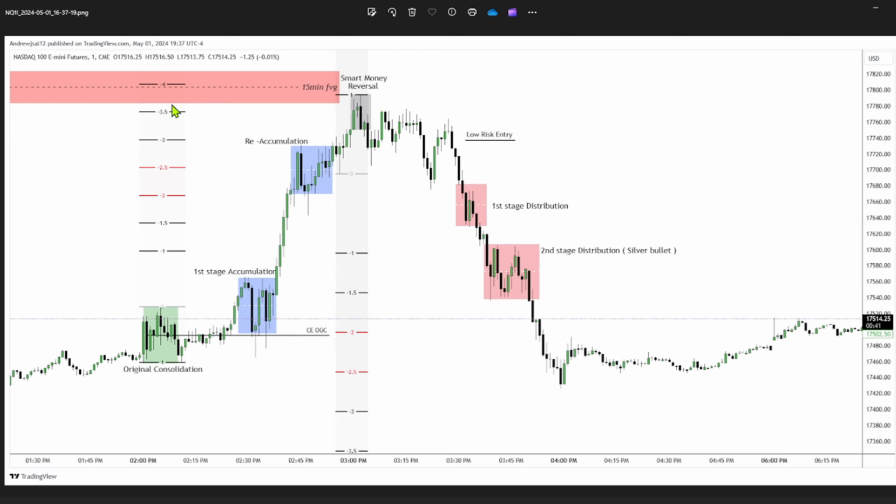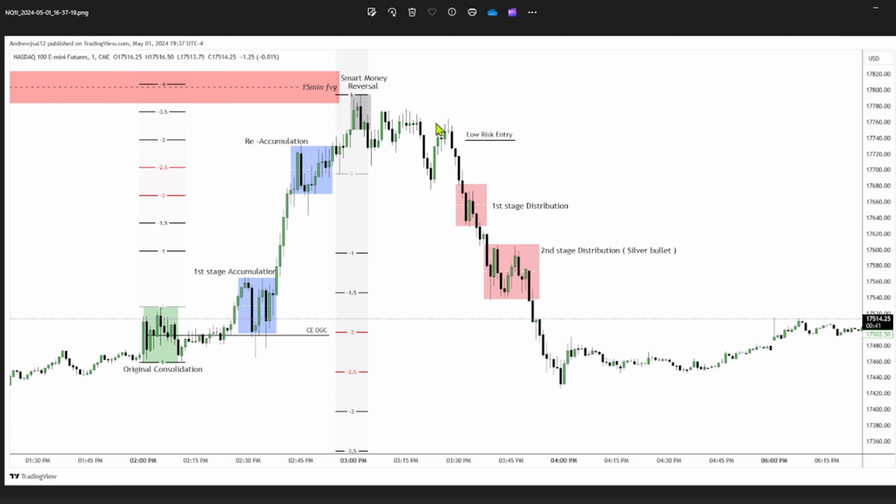Now, how do we get these levels? Well, we're just pulling standard deviations from the bottom to the top of the original consolidation, and then we get these levels. Where do we reverse from in here? Well, 3.5 to -4 standard deviations is typically a turtle soup or a very high probability reversal area. This is a very high probability reversal area because it's paired with this 15-minute fair value gap.